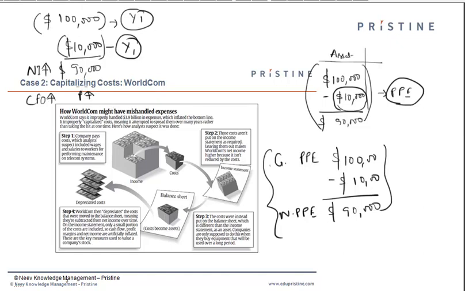So we can see that by improperly classifying the costs as long-term costs and capitalizing them, WorldCom increased its net income, and hence its cash flow from operations, and hence its share price. So it is a part of accounting fraud related to capitalization.